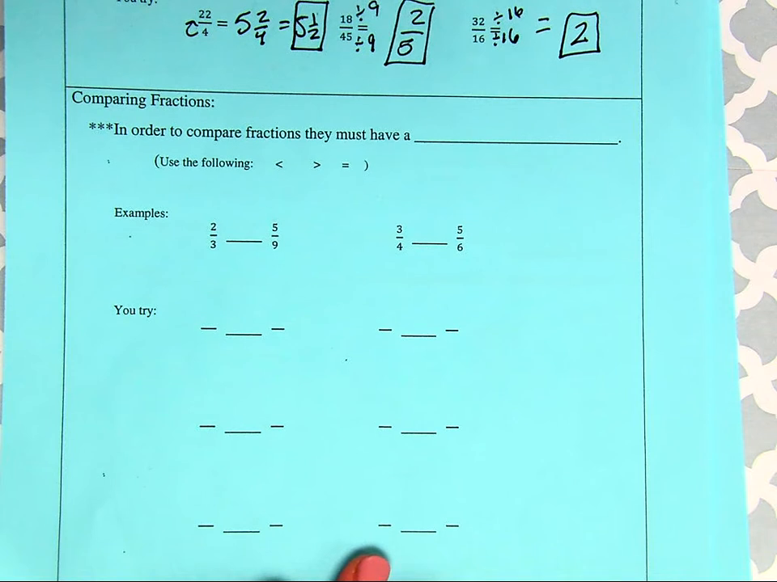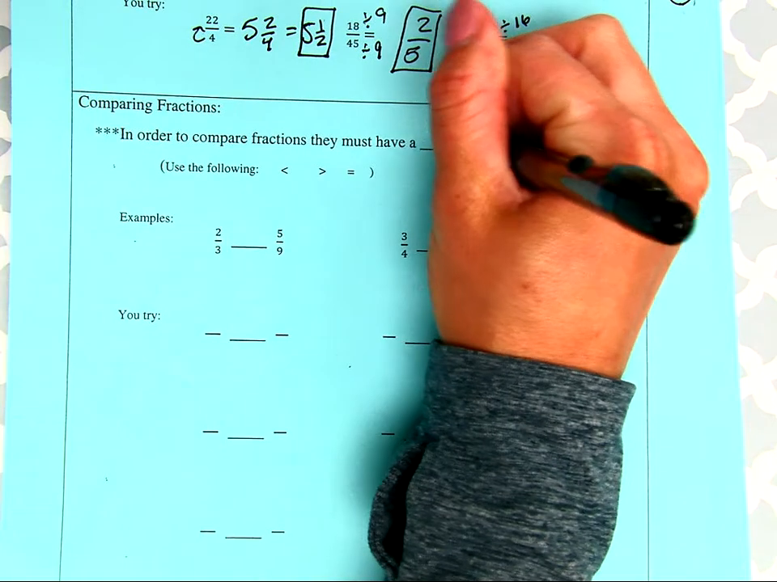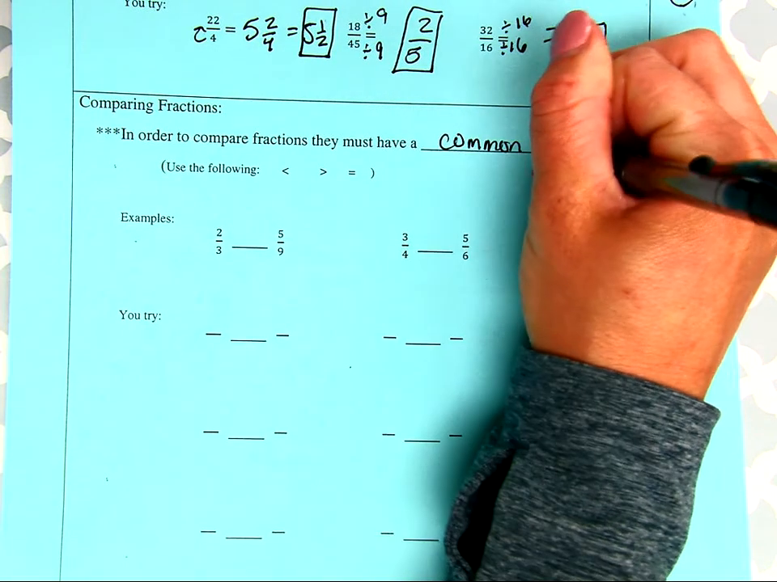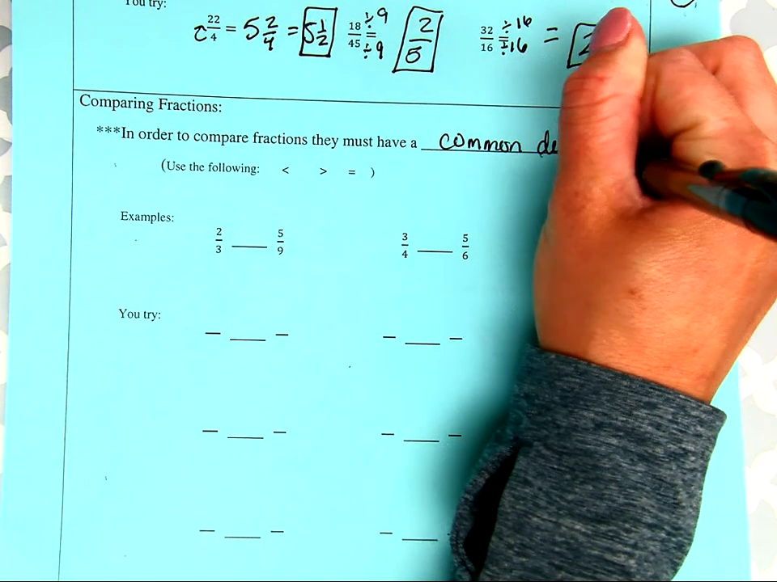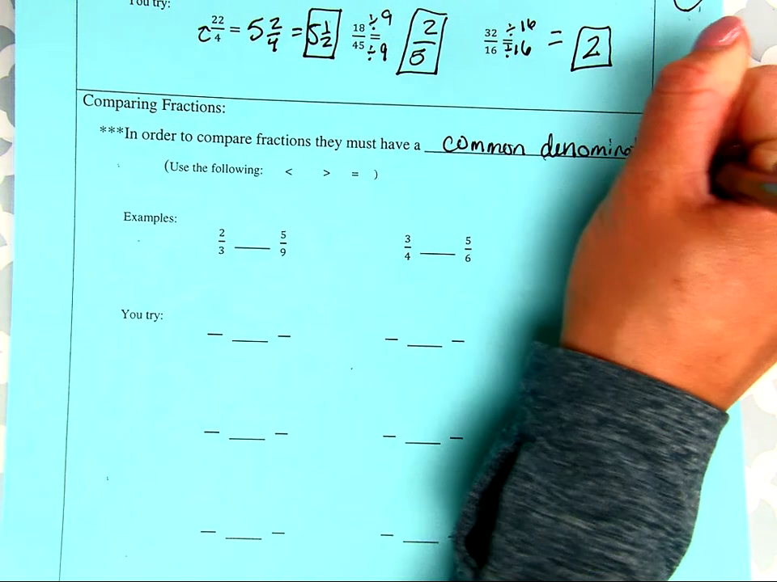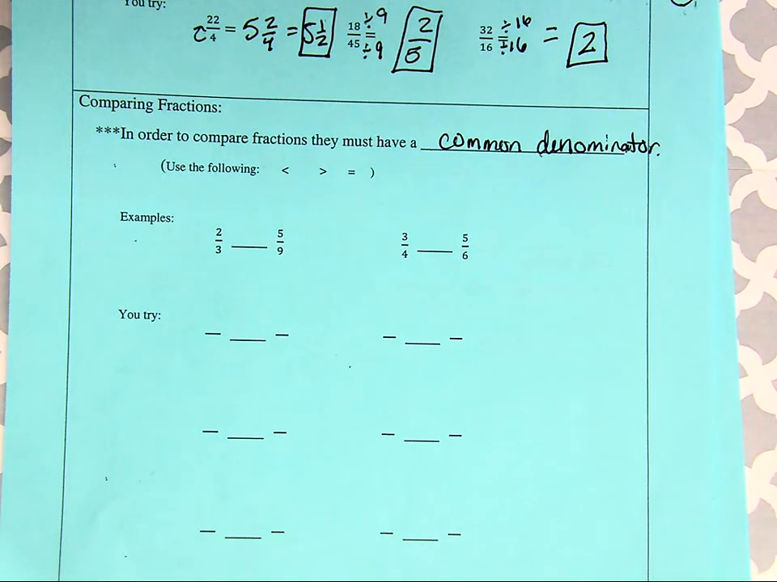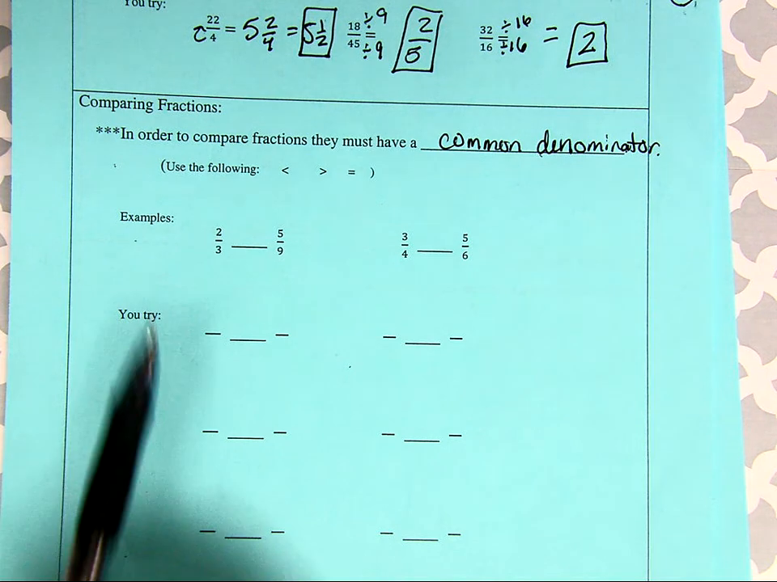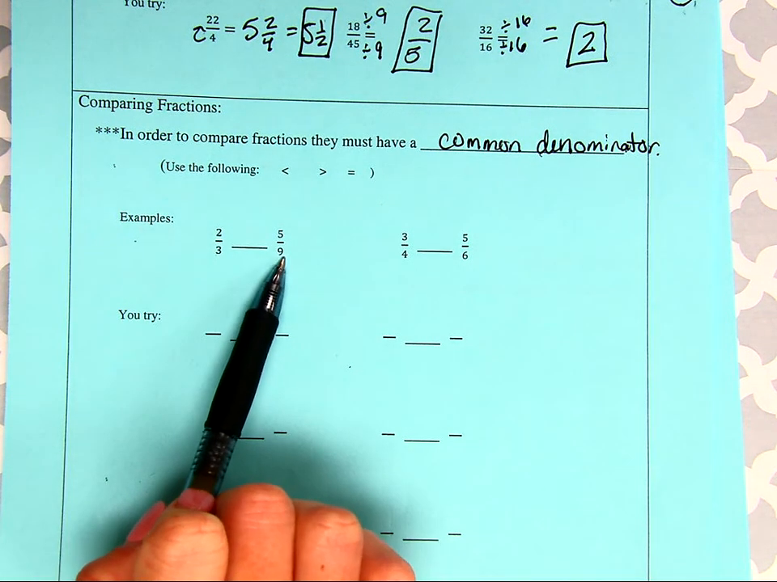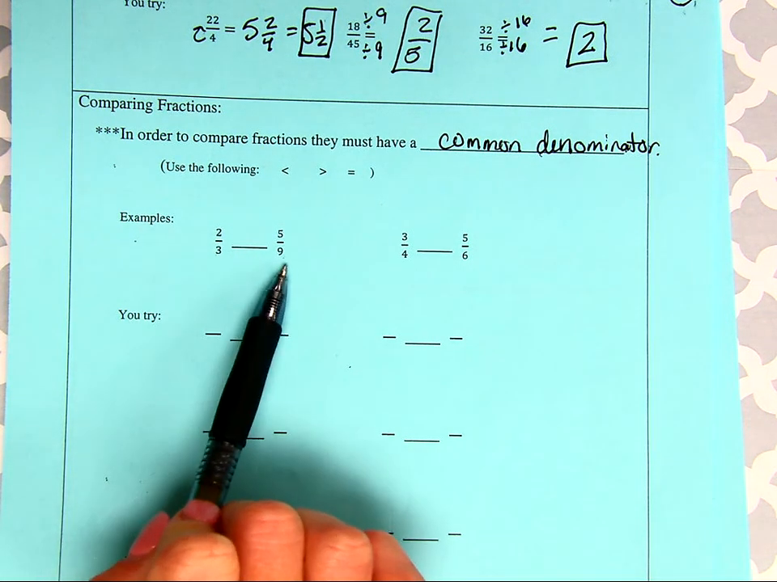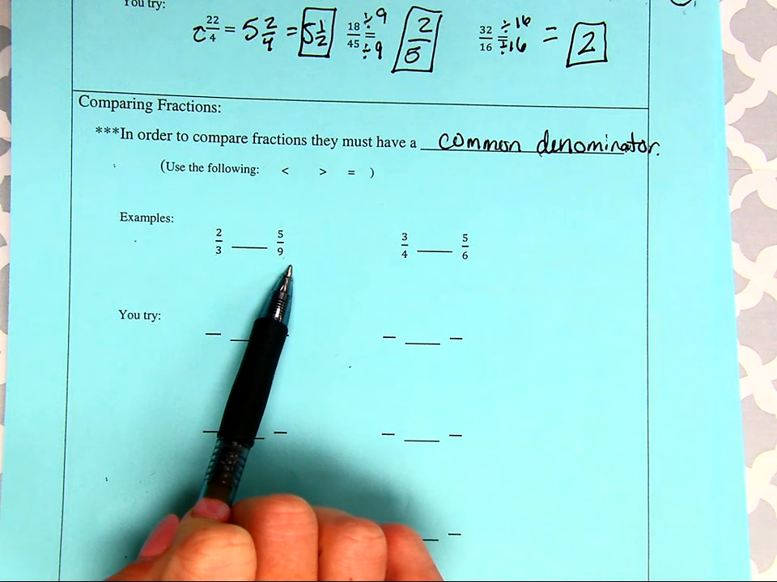All right, comparing fractions. To compare fractions, we must have a common denominator. Okay, and common denominators are going to help us in our next fraction lesson also. Okay, so they're not going away. We need to know how to get a common denominator. So, if I'm going to compare the fractions 2/3 and 5/9, I need to think of what is a good common denominator for 3 and 9. Okay, and there's always more than one.